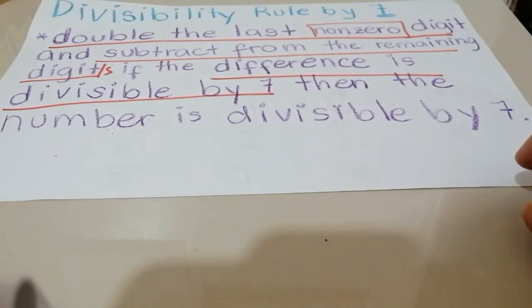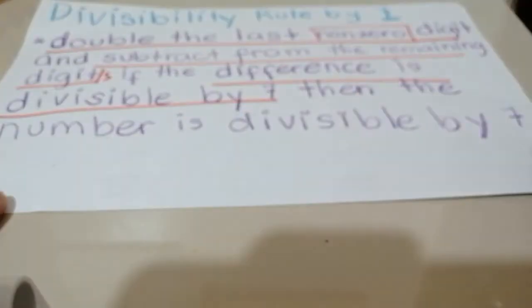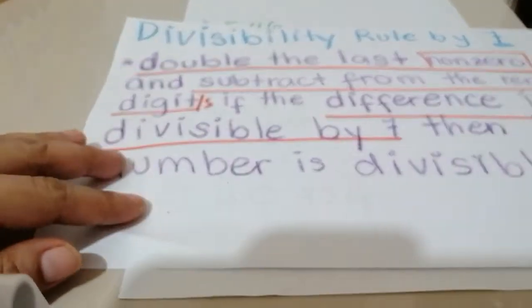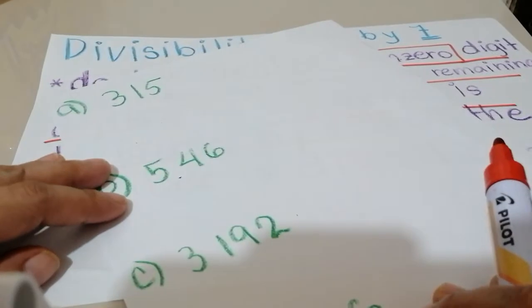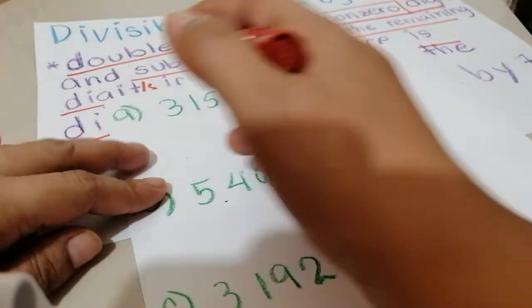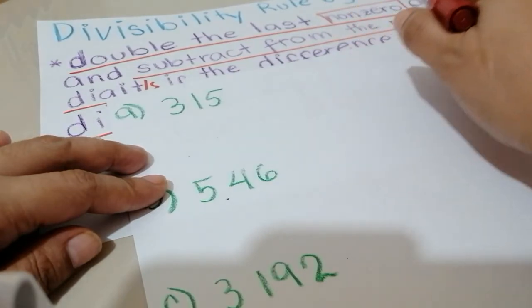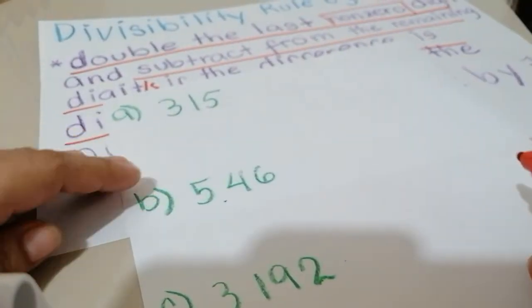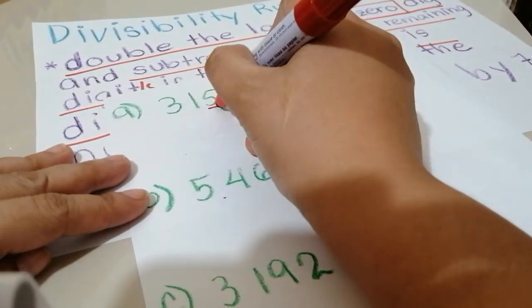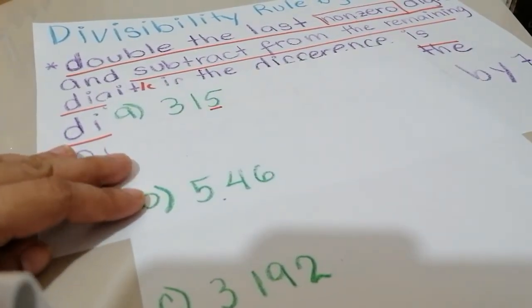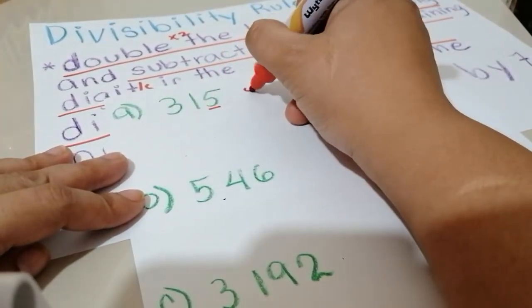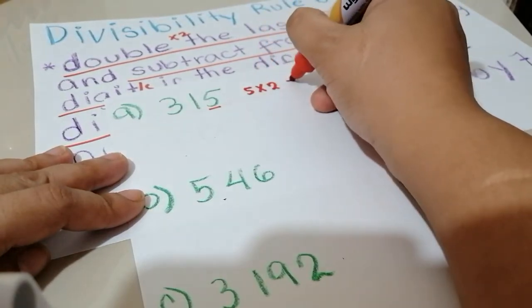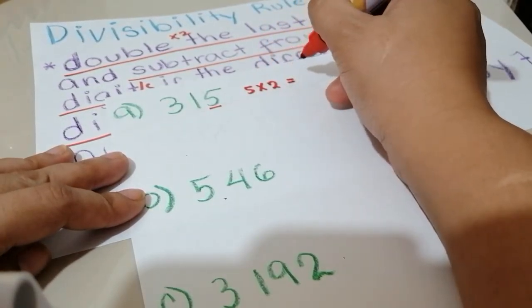Okay? So, to fully understand what I'm saying about the divisibility rule by 7, let's take a look at the following examples. For this one, 315. So, what is the rule in divisibility by 7? It says double the last non-zero digit number. So, what is the last non-zero digit? This is the last non-zero digit. So, ibig sabihin, double. Double means times 2. So yung 5 natin dito, we have to multiply it by 2. So, 5 times 2 is 10.